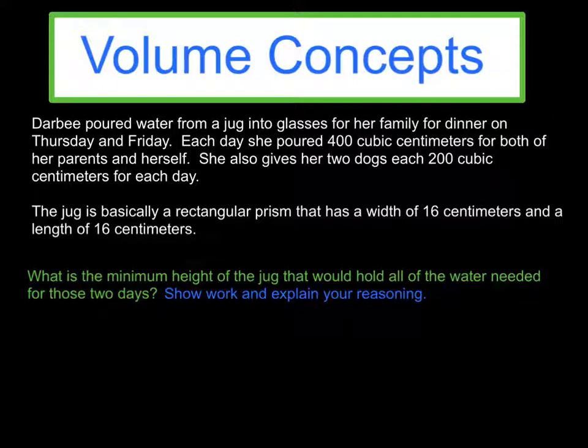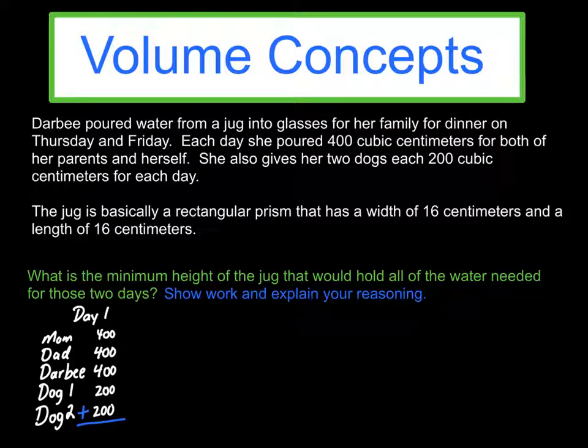The jug is basically a rectangular prism that has a width of 16 centimeters and a length of 16 centimeters. What is the minimum height of the jug that would hold all of the water needed for those 2 days? We need to show our work and explain our reasoning. So I started to show some of my work.